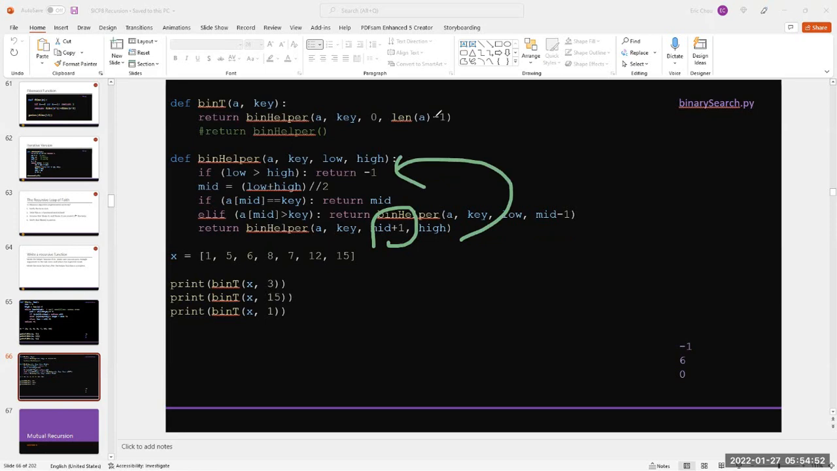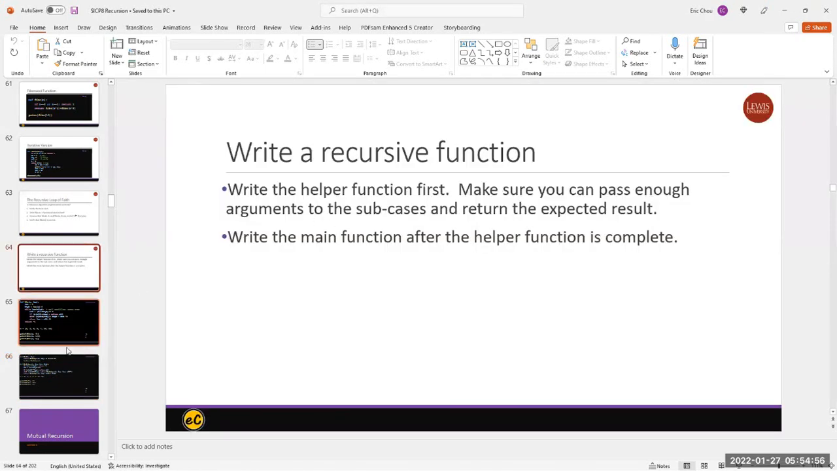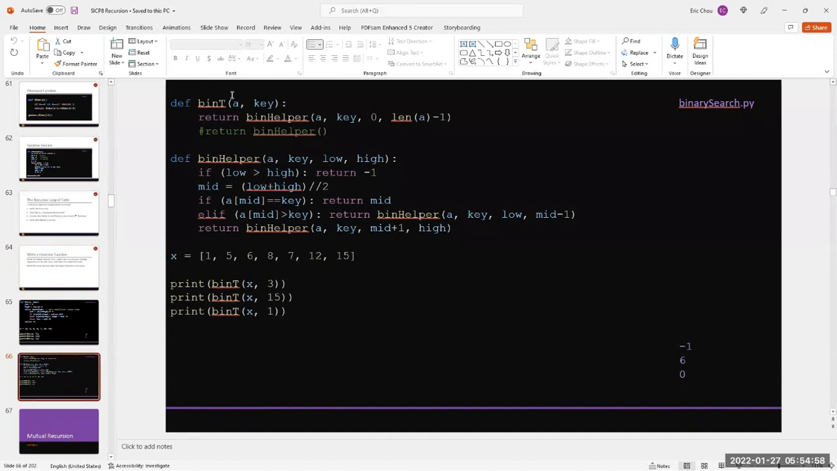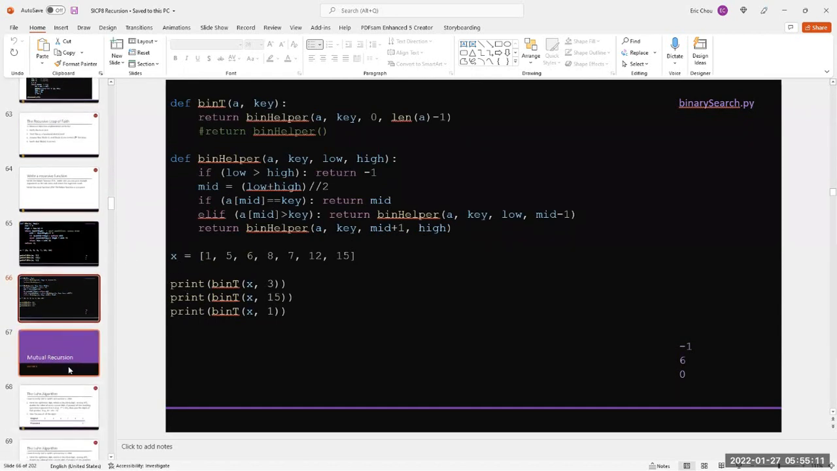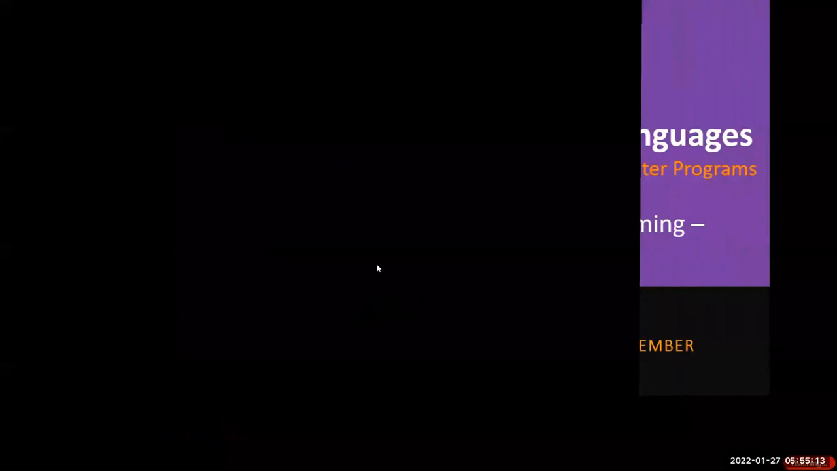So this is the way you write your binary search, okay. Basically, you write your helper function first, and then write your interface to the user, the interface function to the traditional recursive function. So this is the way you write a recursive function. Okay. Next topic is mutual recursion.